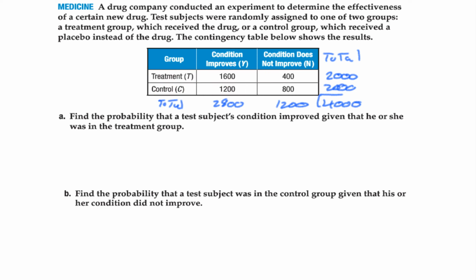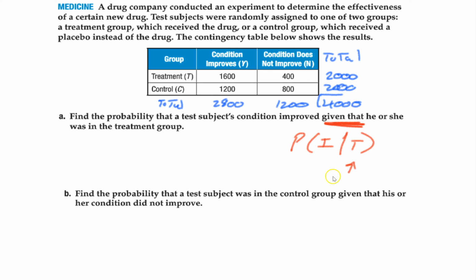Okay, so let's answer these questions here. Find the probability that a test subject's condition improved given that he or she was in the treatment group. So notice it's given that again. So probability improved given that it was in the treatment group. Now we could do the same thing here, but I'm going to show you a shortcut to doing the given that in a table here.